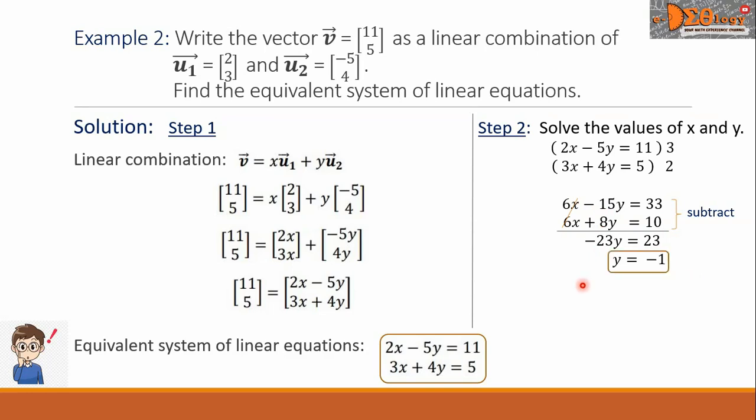To get the value of x, let us take any of these equations. Let us substitute the value of y as negative 1 and we will solve for x. Let us use now the first equation. So this is 2x minus 5 times y, where y becomes negative 1, equals 11. We can simplify this negative 5 times negative 1 to be positive 5. And this positive 5 we can transpose to the right side, 11 minus 5. So it becomes 6. So the value of x here is 3.